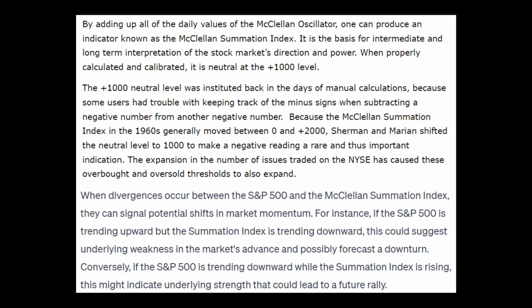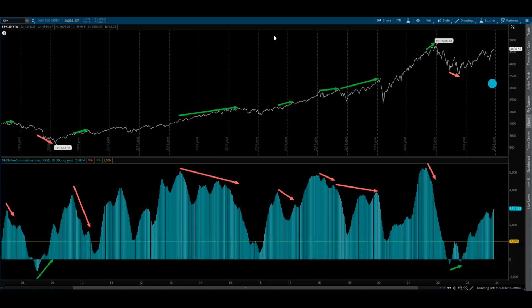Conversely, if the S&P 500 is trending downward while the Summation Index is rising, this might indicate underlying strength that could lead to a future rally. So that is my favorite way to use it, okay? Not so much as overbought or oversold.